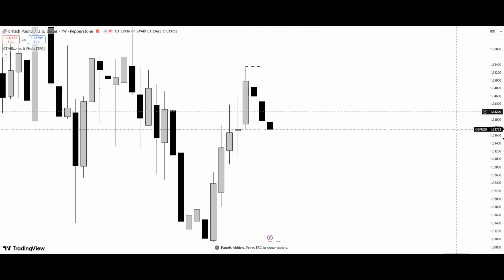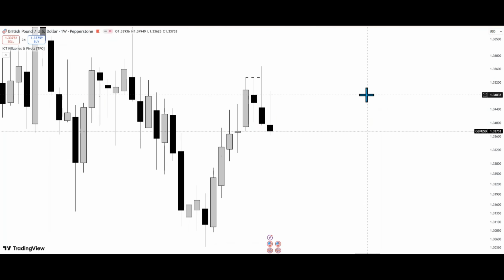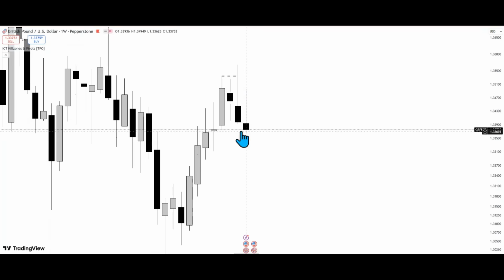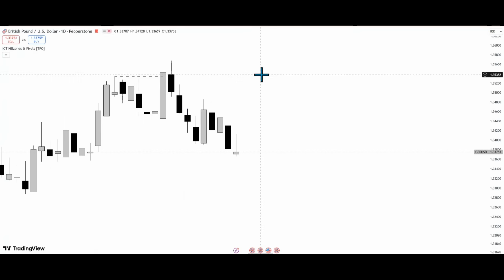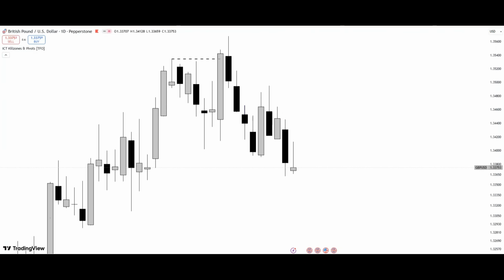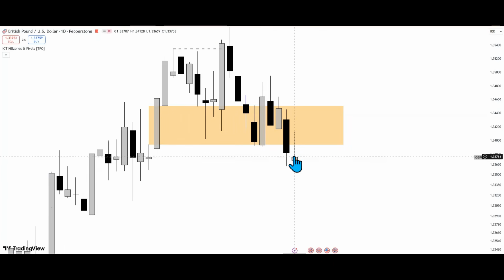So let's look at GBPUSD. GBPUSD also we're still expecting more bearish moves. Last week, price tagged this volume imbalance. Then we had that bearish move. Let's look at the daily time frame. On the daily time frame, you can see we have this inversion fair value gap. This inversion fair value gap was created on Thursday, and you can see again, price tagged it on Friday.